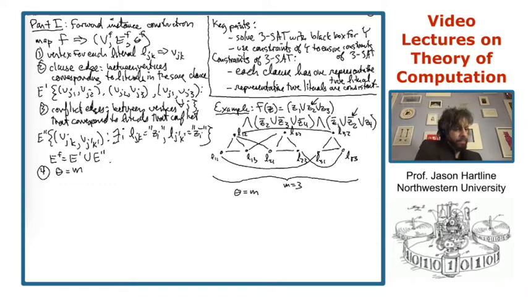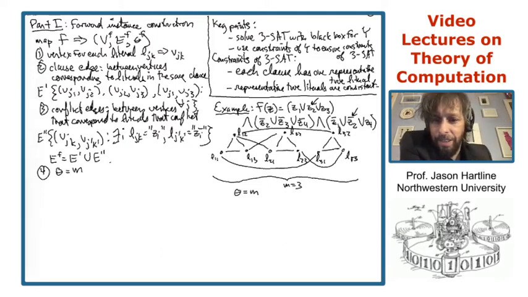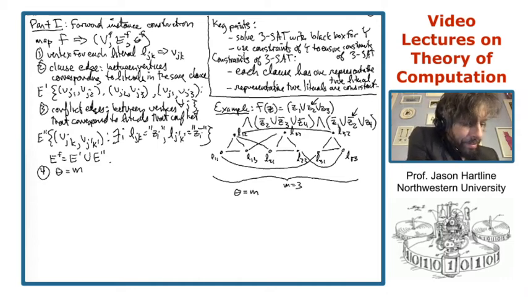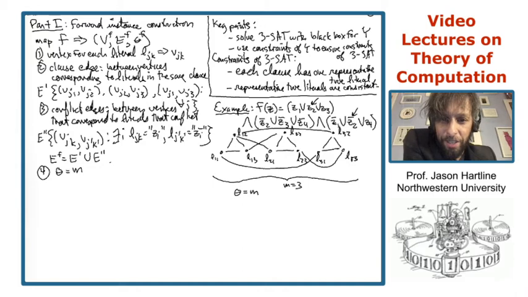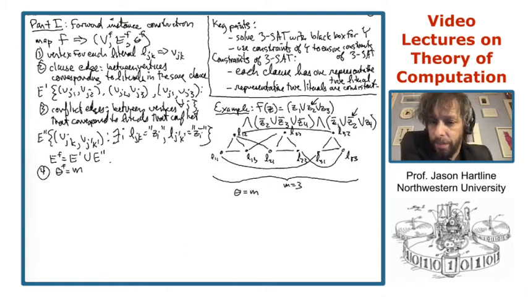That is our part 1, forward instance construction. And now we need to do parts 2 and 3, which are going to be the certificate instructions, and they're going to correspond to our if and only if proof that f is a yes instance if and only if this independent set instance we've constructed from f is a yes instance. Cool.